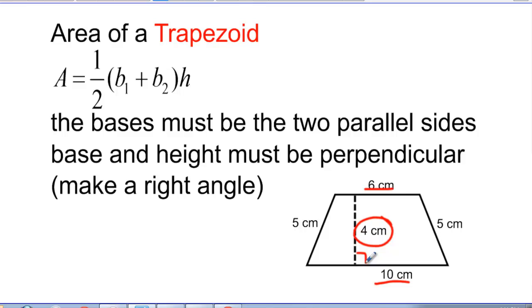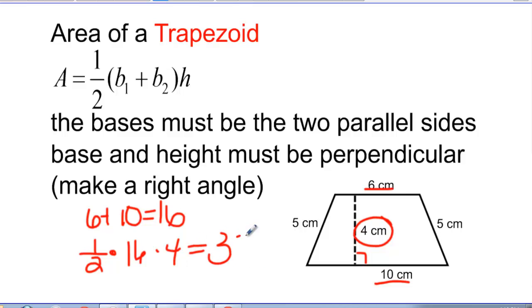So I'm going to do 6 plus 10, adding my two bases together equals 16. I need to do 1/2 times 16 times 4. And for me, it's easier to take 1/2 of 16 before I multiply times 4. So I'm going to take 1/2 of 16, which is 8, and multiply that by 4. And so I get 32 square centimeters. All right, again, we have area.